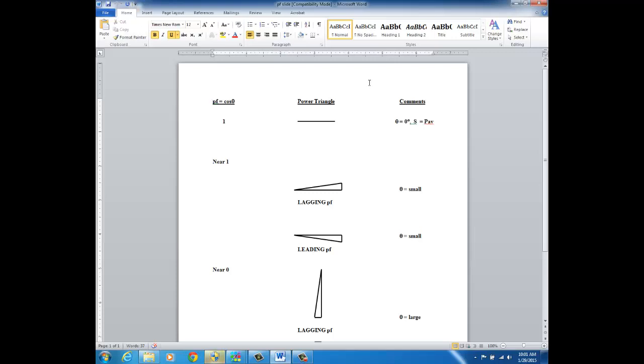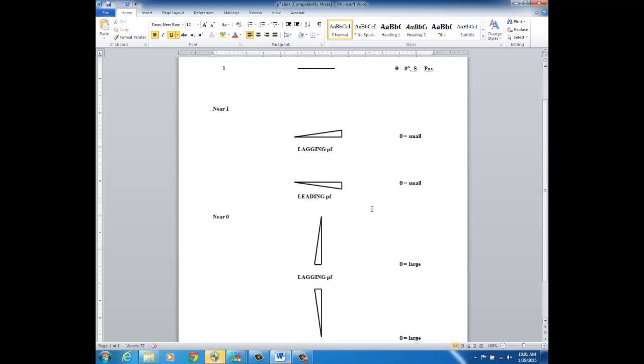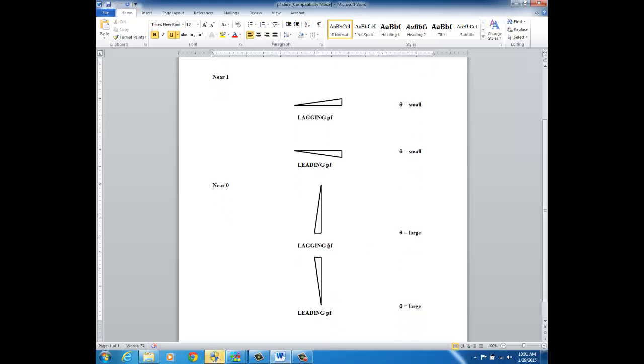Well, it's the same sort of thing here. We define power factor this way because once you have an understanding of what that angle is, if you hear a power factor close to 1, one of these triangles is going to pop up into your head, depending on whether the theta is positive or negative, depending whether you have lagging or leading. And same thing here on the other end of the spectrum, or anywhere in between.